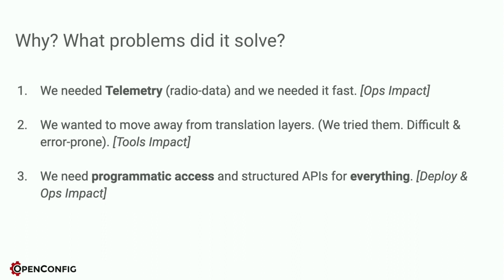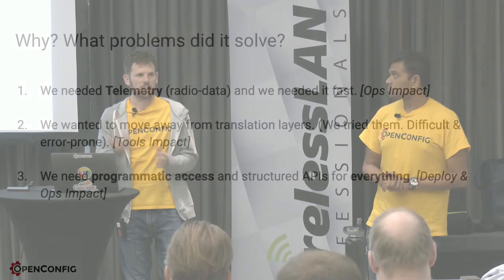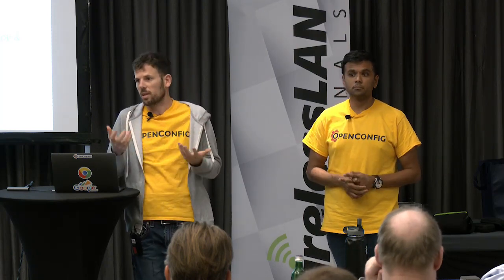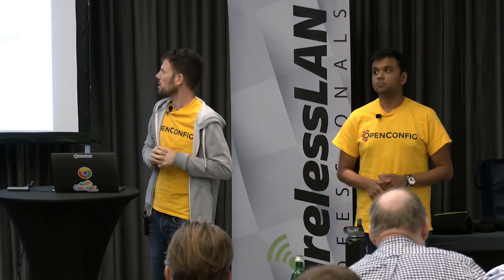So translation layers sucked. And we needed APIs for everything. That's an obvious one. It's the shift in the industry towards APIs. You'll see some of the new vendors coming out, they're not even offering SNMP. They're not running SNMPD on their infrastructure.